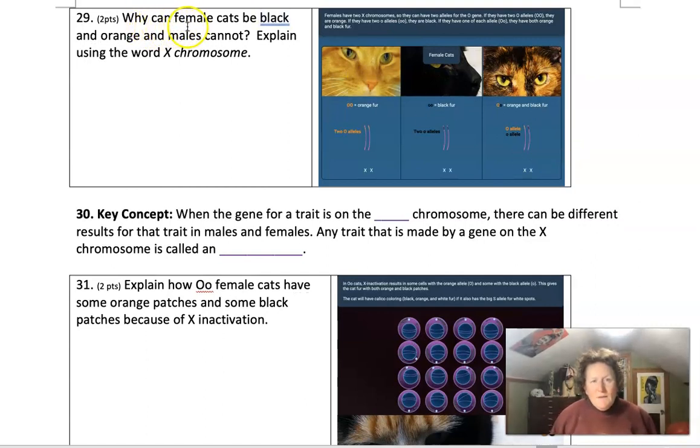Why can female cats be black and orange and males can't? Well, the short answer is females have two X chromosomes, and they shut off one or the other X depending on the cell. And so depending on which one's shut off, the other one will be turned on and either produce orange or black fur coloring.